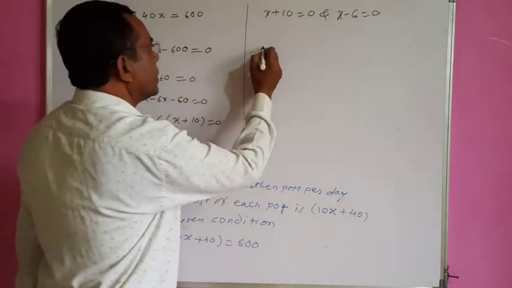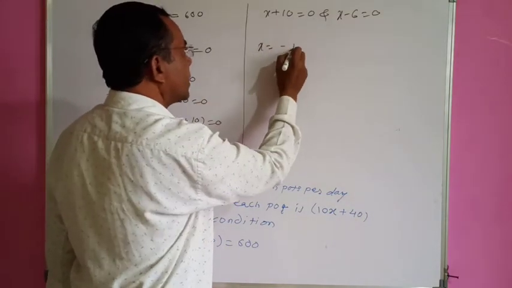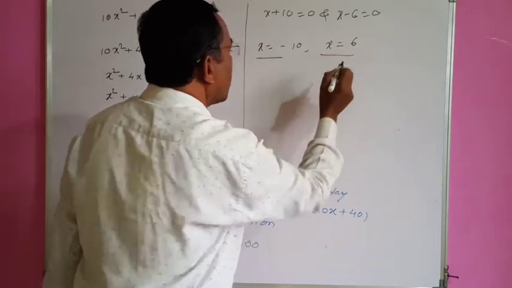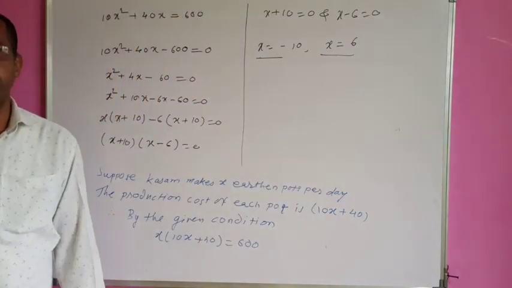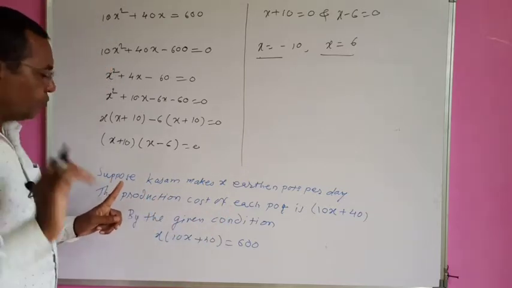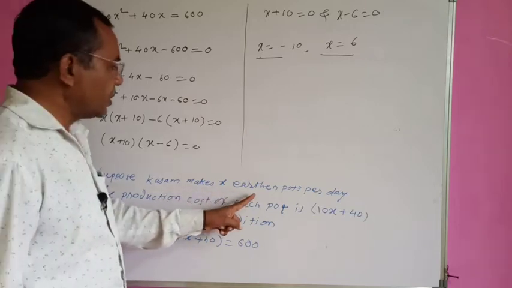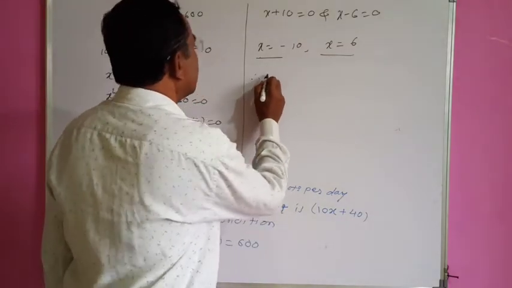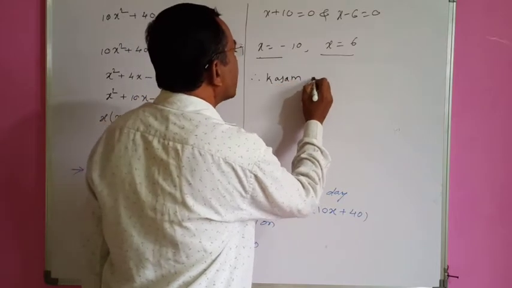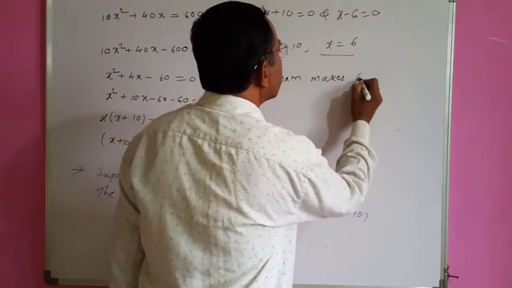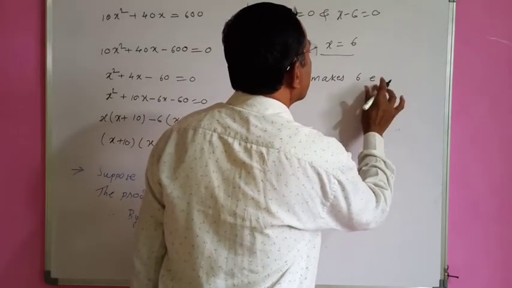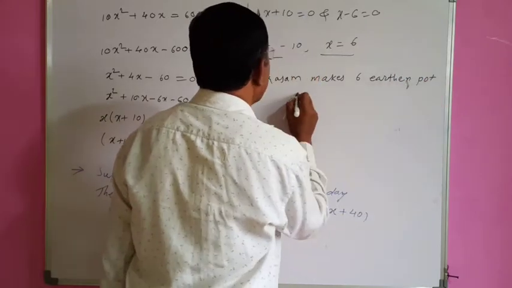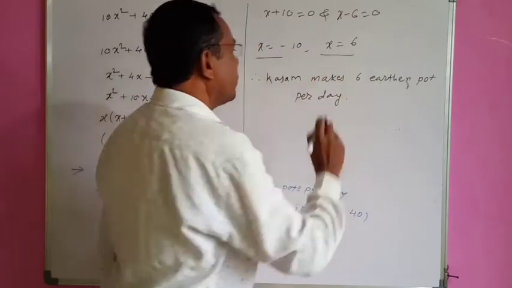Now we will write x is equal to minus 10, comma, x is equal to plus 6. The number of pots cannot be negative. Therefore, what did we assume here? We supposed Qasim makes x earthen pots per day, so x is equal to 6. Now we write: Qasim makes 6 earthen pots per day. That is the first answer.